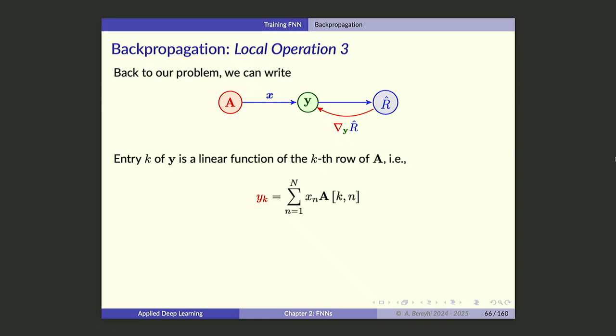Now, one thing is that I do have the gradient of r hat with respect to y. What I'm looking for is the gradient of r hat with respect to A. Now, I need to just put something here, okay? Now, let's check the dimension. What is the dimension of this guy? Great. What is the dimension of this guy? K by n.